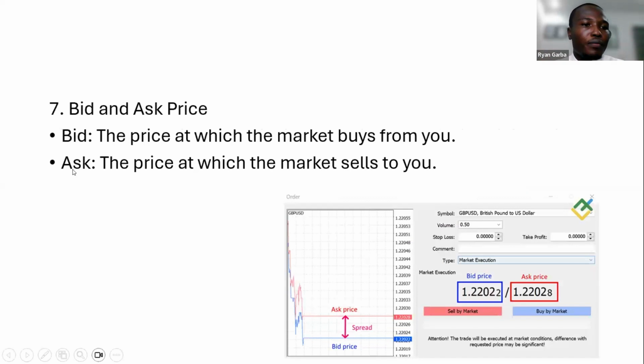Then we move on to bid and ask price. When you say bid price, it's the price at which the market buys from you. And when we say the ask price, it's the price at which the market sells to you. Over here we have a picture showing GBP USD, pound dollar. GBP USD means the pound dollar market, and this is a bid price, being what the market wants to buy from you, and the ask price being what the market wants to sell to you.